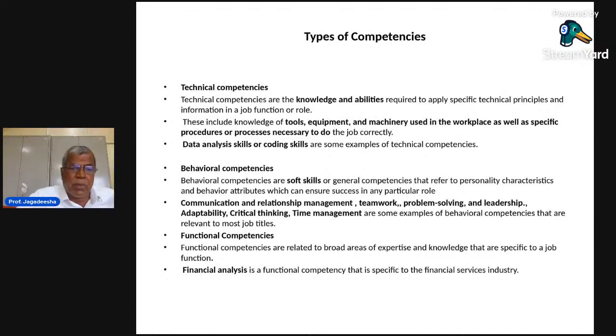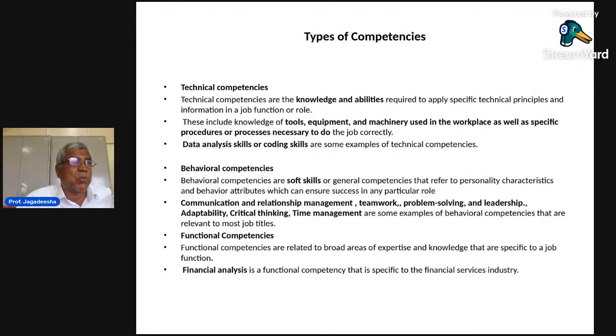What are the types of competencies? The types of competencies are, number one, the technical competency, second, behavioral competency, third one, functional competency. What is this technical competency? In this particular case, knowledge and abilities are very much required to perform a particular specific job, maybe the technical related job. The principles or procedures are required to be followed.